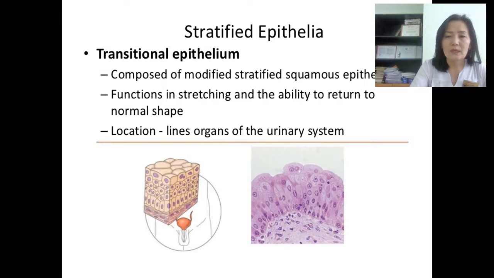Also, stratified epithelium can be transitional epithelium. Transitional epithelium lines organs of the urinary system. Example, this one is urinary bladder, epithelium of urinary bladder. Second name of this epithelium, urothelium, because the urinary system is only lined by this epithelium. Of course, it is composed of modified stratified squamous epithelium. And a characteristic of this type of epithelium is the ability to stretch and to return to the normal shape.